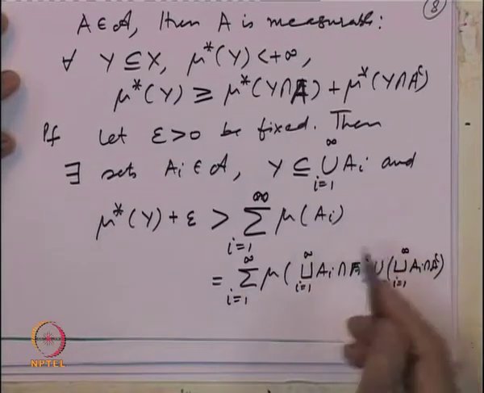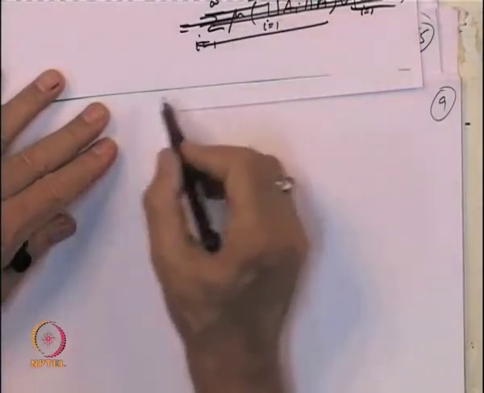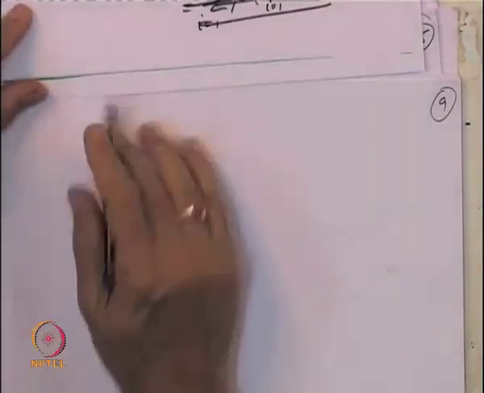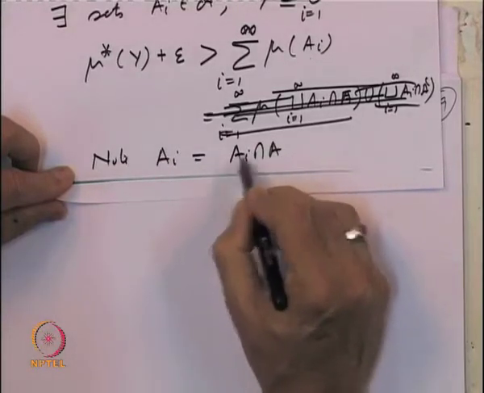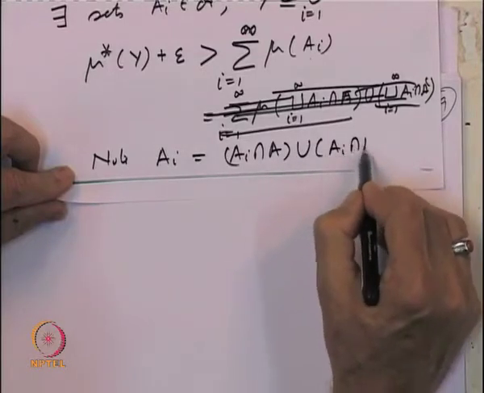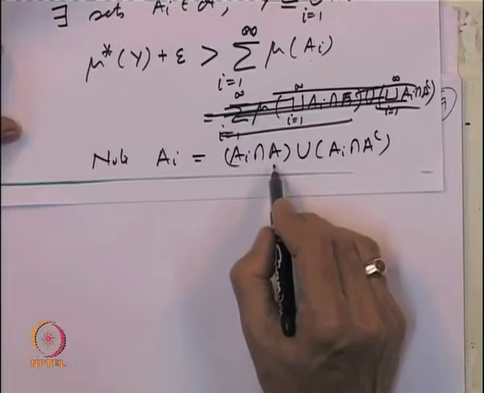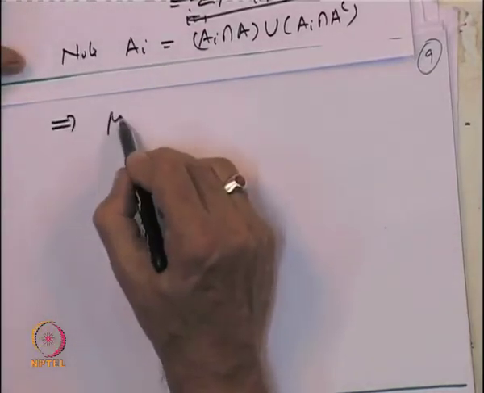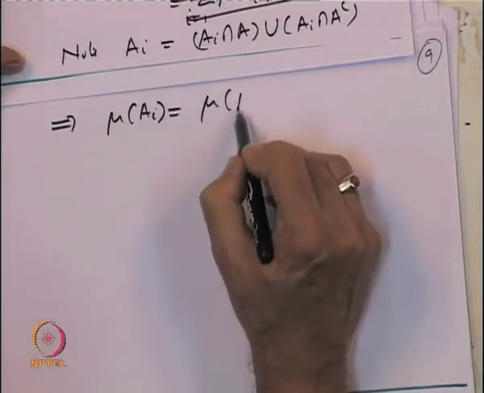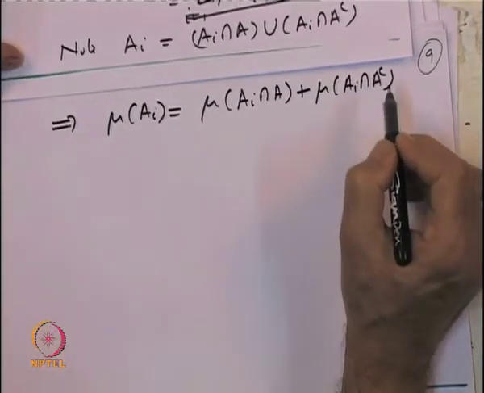Sorry, not the union, this is wrong. So, let me just simply write it. Let us observe what we are saying. Because of this, each set A i we can write as A i intersection A union A i intersection A complement, and these are two disjoint sets, and mu is a measure, and all the A i's, everything is in the algebra. So, using the fact that mu is a measure, I can write that mu of A i is equal to mu of A i intersection A plus mu of A i intersection A complement.